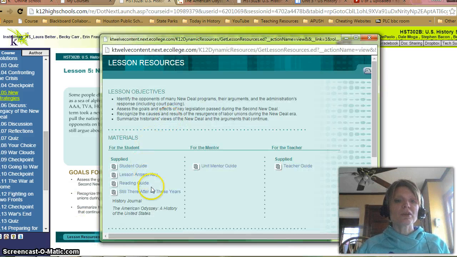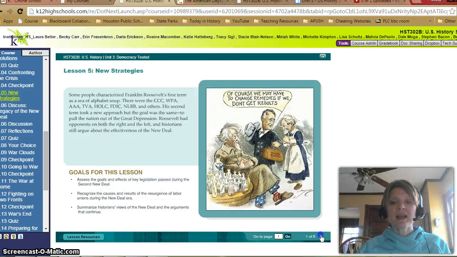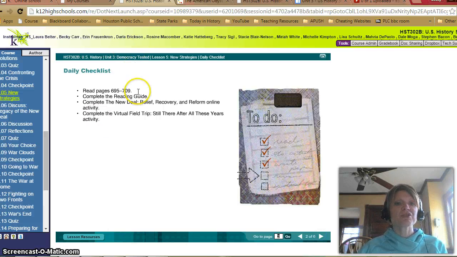Make sure you go to your lesson resources, grab your reading guide and/or lesson answer key, and let's start what we need to do today. Read pages 695 through 709.